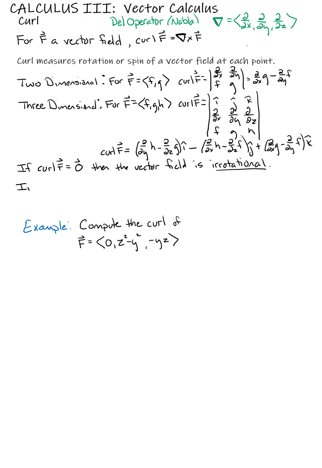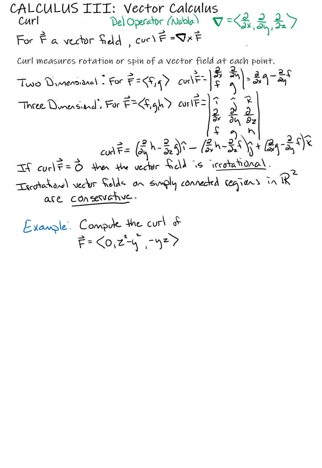Another thing to make note of is that if we have an irrotational vector field on a simply connected region, and we'll look at this in R2 space, we say that these are conservative. So that's how we define a vector field as being conservative.